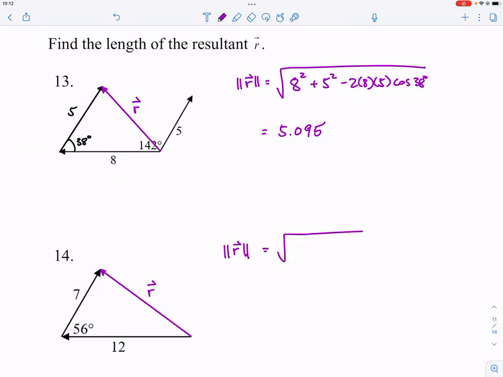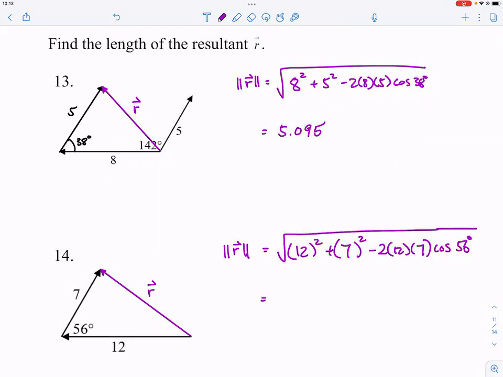And for number 14, it's very straightforward. It's already connected from head to tail. So you have 12 squared plus 7 squared minus 2 times 12 times 7, and then cosine of 56 degrees.